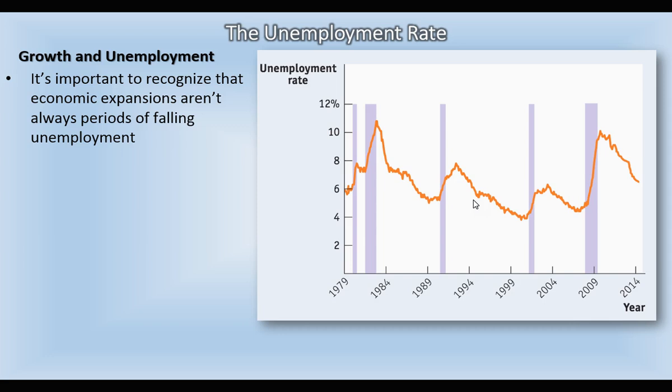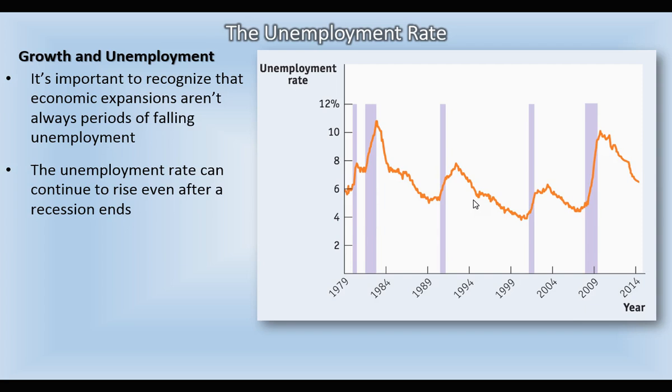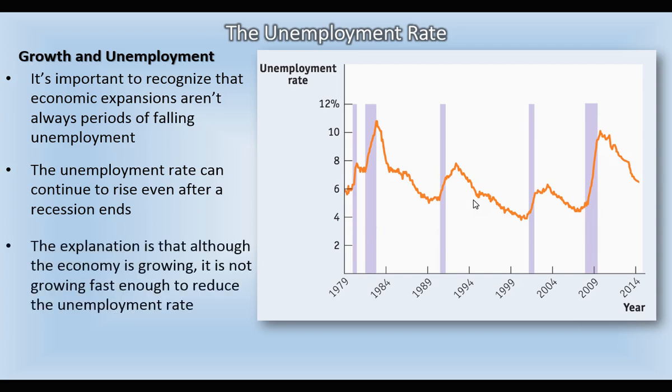And again, the blue bars represent contractions in the economy, recessions. And again, we see that the unemployment rate is going up when there are recessions. But we also see that once the recessions are over, oftentimes we will continue to see an increase in the unemployment rate. So the unemployment rate can continue to rise even after recessions end. The explanation is that although the economy is growing, it's not growing fast enough to reduce the unemployment rate.